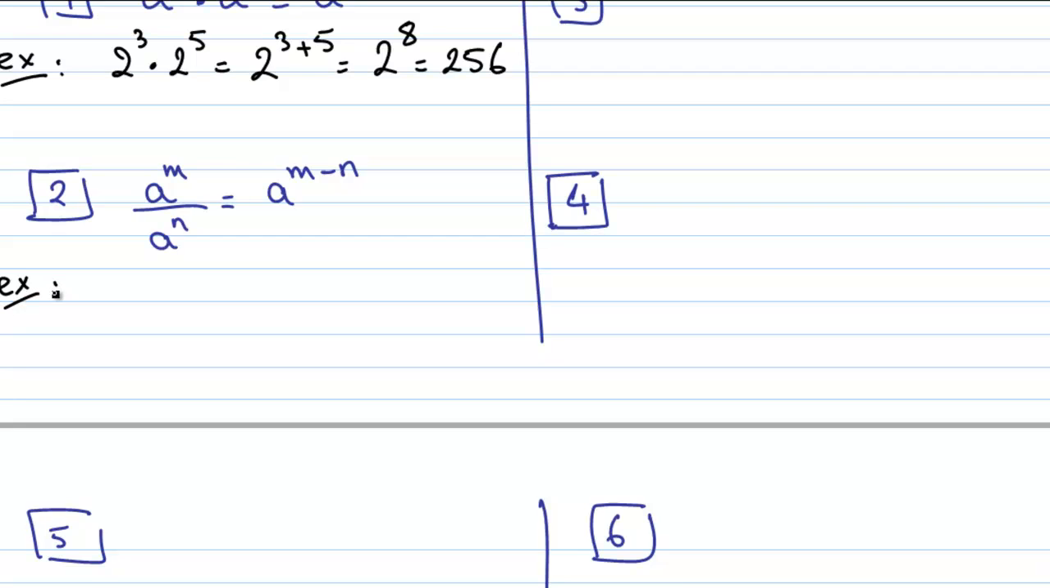Example for this one would be if I have 2 power 7 over 2 power 4. In this case, we subtract the power. It will be 2 to the power of 7 minus 4. So the answer will be 2 to the power 3. And for short, it will be 8.